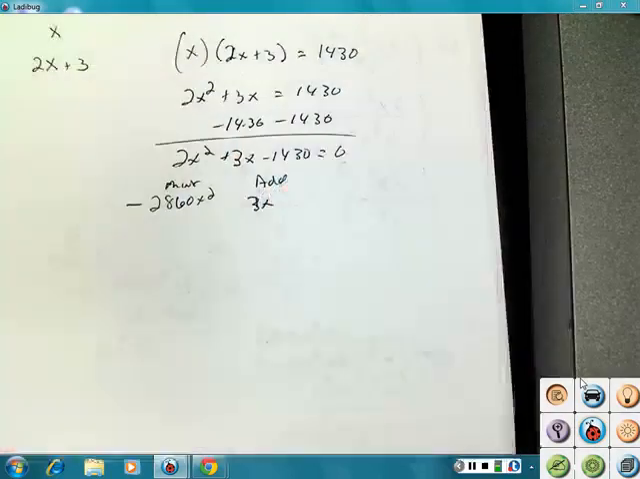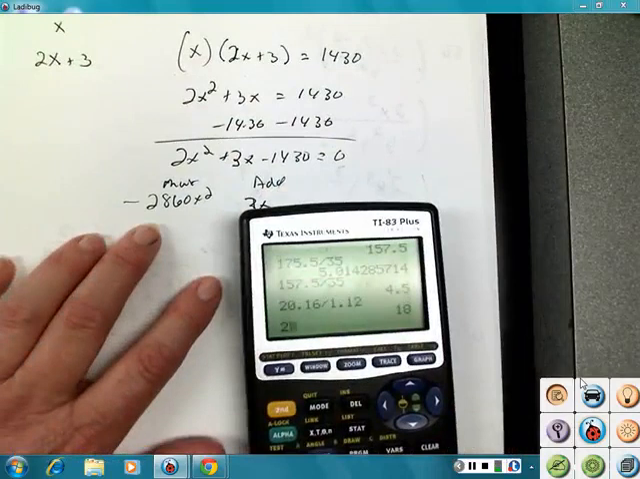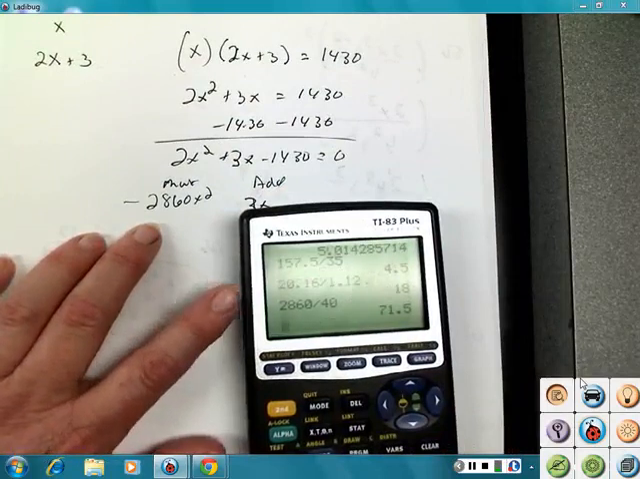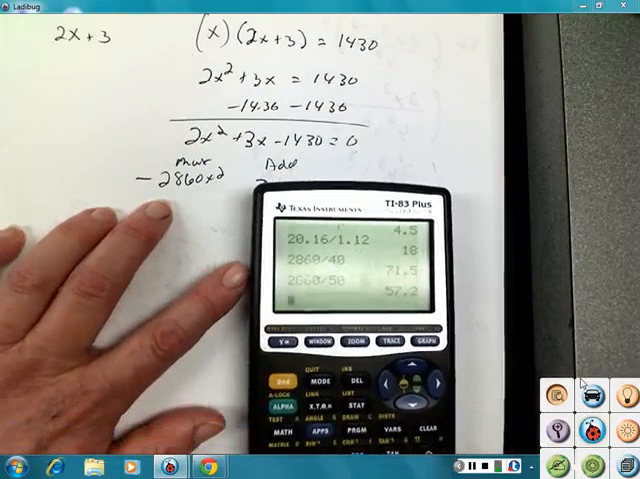So again, handy dandy calculator, start dividing. 2,860 divided by 40. We'll just try that one. It's not good. 2,860 divided by 50 is 57.2. That's not it either. We're getting closer.